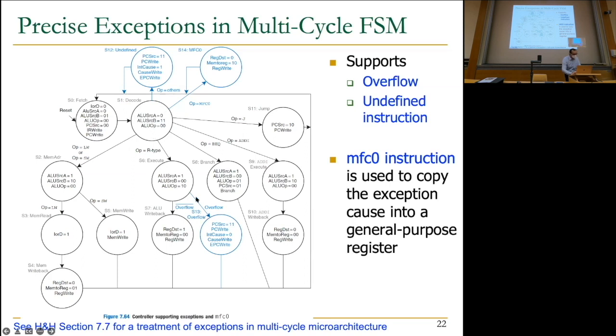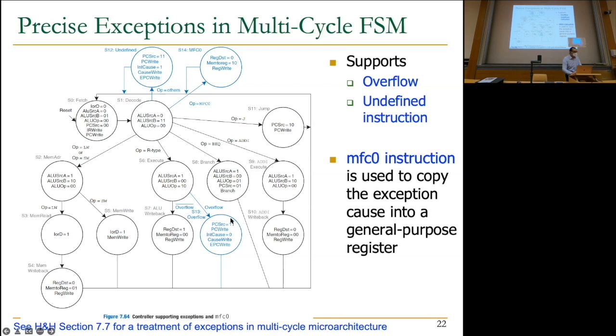Another exception happens in overflow. So you can see this is ALU operation, execute. If there is no overflow, no problem, you continue as normal. If there's an overflow, you go basically right to the exception PC, you write the cause as overflow code, and you change the program counter to the exception handling routine's address.